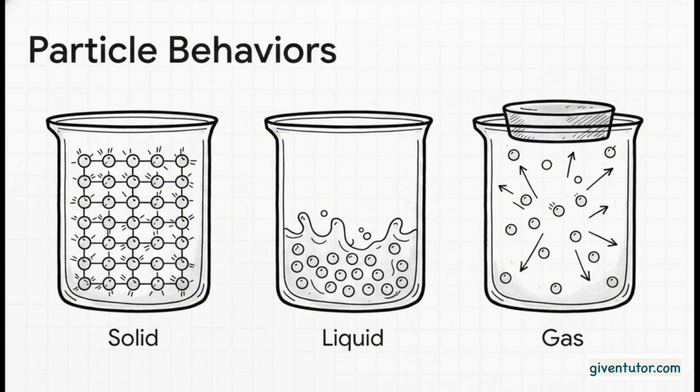Now in a liquid, the particles have a little more energy. They still have a fixed volume, but they can kind of slide past one another. That's what allows liquids to flow and take the exact shape of their container. And in a gas, oh man, the particles have so much energy they just fly rapidly and far apart, completely filling up whatever container you put them in.